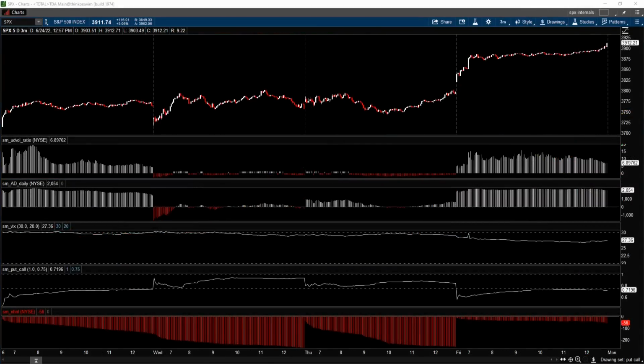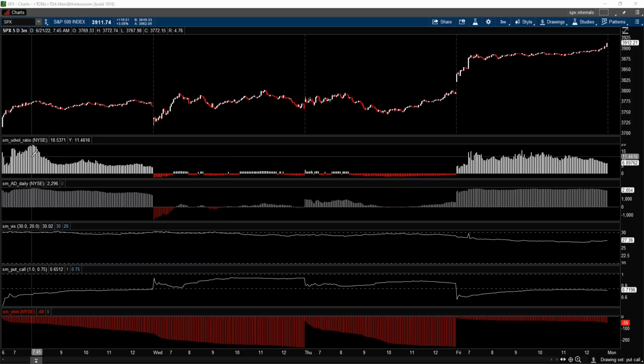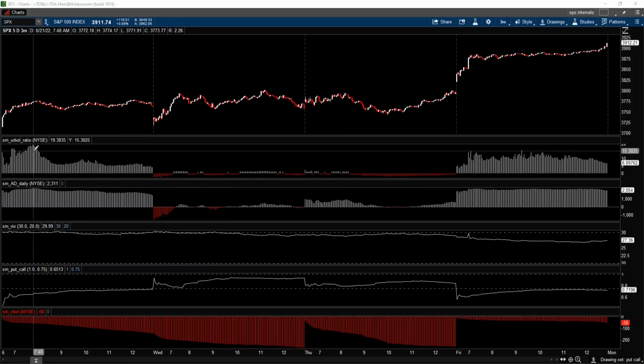Before we take a look at the daily sentiment chart and also the internals, let's take a look at the intraday for the past week. First, we noticed the up-down volume ratio on Tuesday. Remember now that we had a short week. Monday was a holiday. So on Tuesday, we noticed that the up-down volume ratio was quite strong. It was actually almost 20-1 in the morning session.